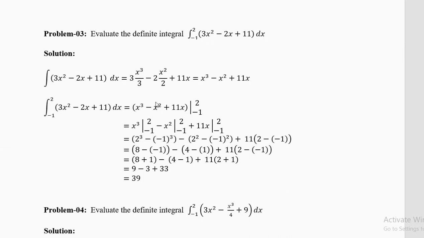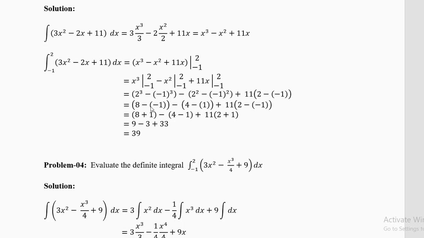Now first we are going to integrate, a = −1, b = 2, but we will need those limits after integration. Now integrate 3x², you'll get x³. Integrate 2x, you'll get x². Integrate 11, you'll get 11x. Now put the numbers, −1 to 2, in each one of them.